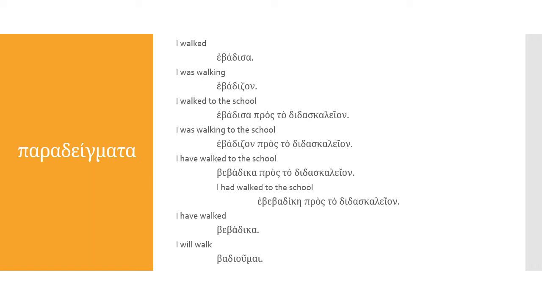And so that's our overview of how some of this aspect plays out in one simple example with endpoints, pros to didaskaleion, and with alternation between various aspects. I haven't given you a present here at all. Badizo and badizo pros to didaskaleion, they would be similar to ebadizon because the present is an imperfective in the non-past.